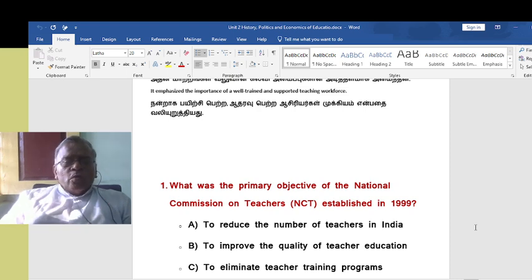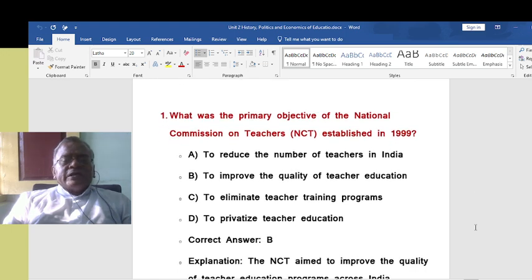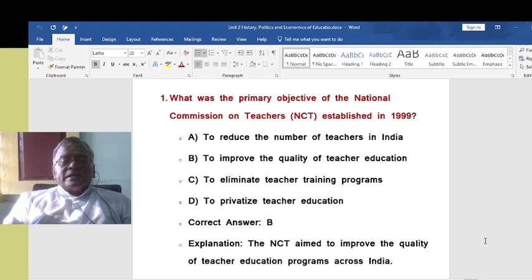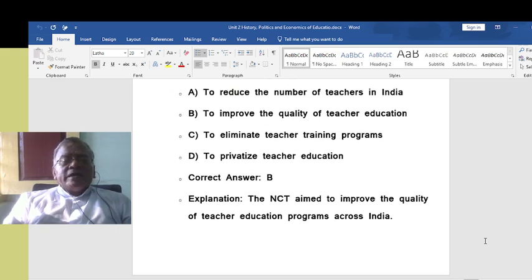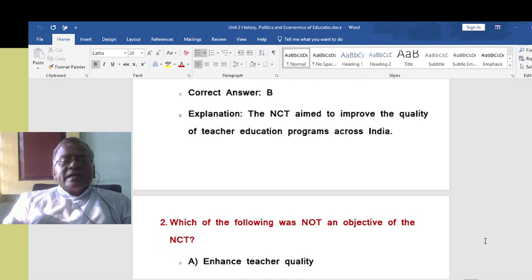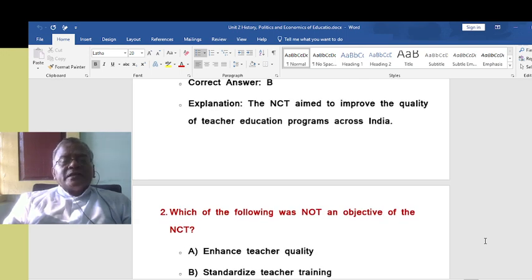நாம் ஒரு சில கேள்விகளை நாம் இங்கே கேட்போம். What was the primary objective of the National Commission on Teachers established in 1999? That is, to improve the quality of teacher education. The NCT aimed to improve the quality of teacher education programs across India.